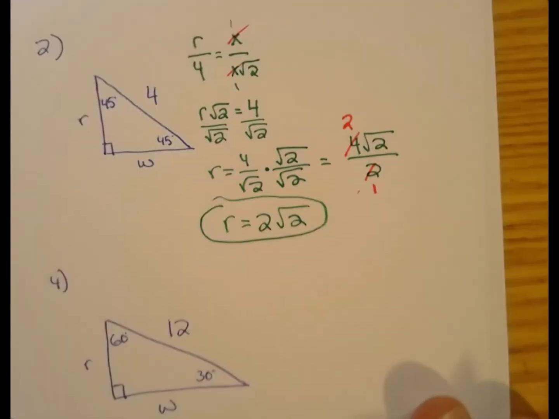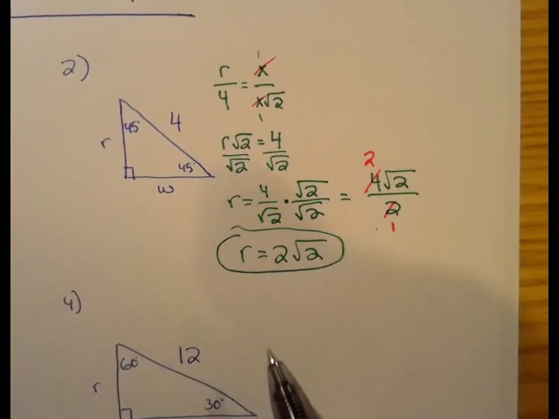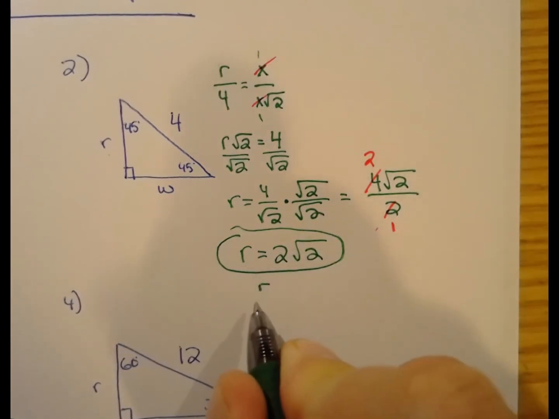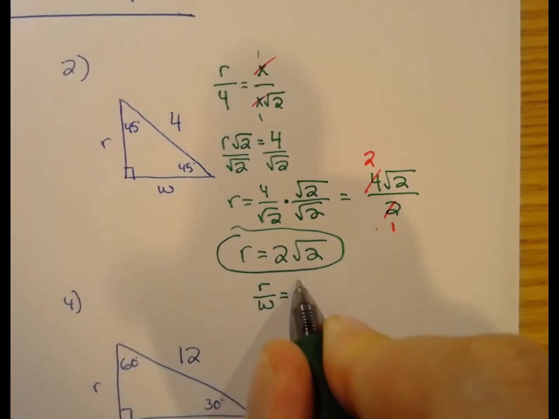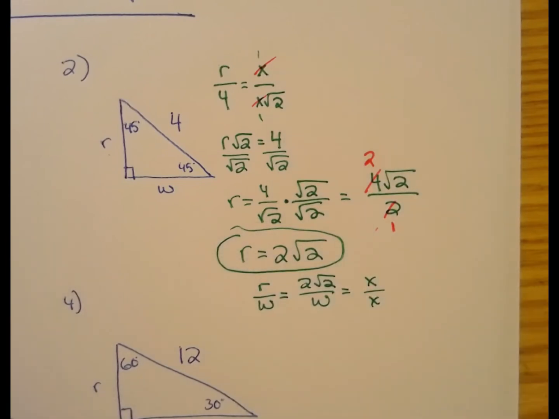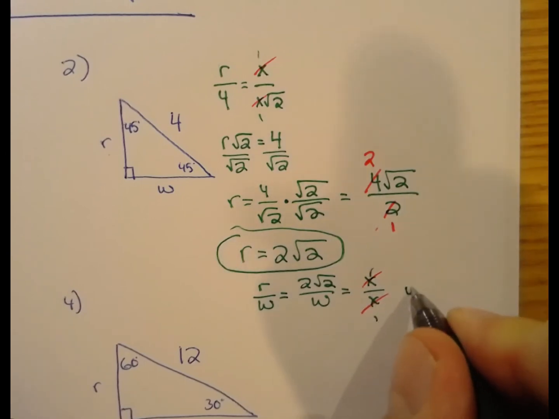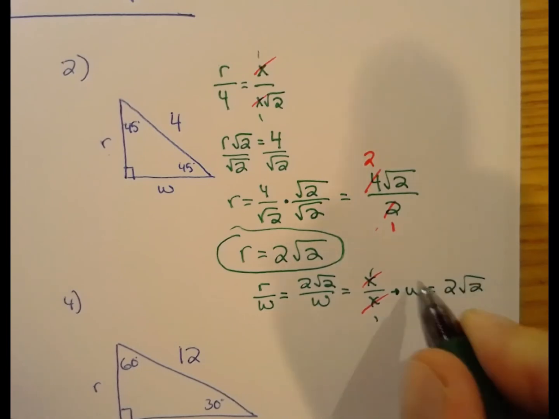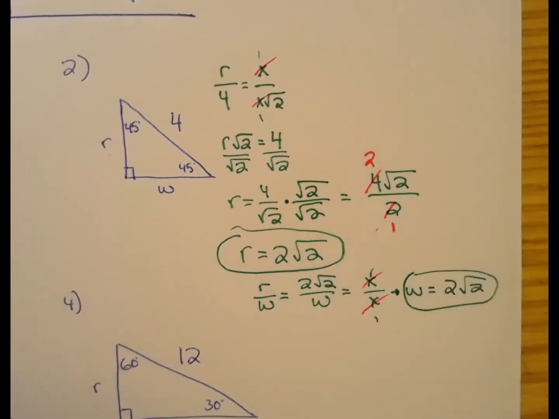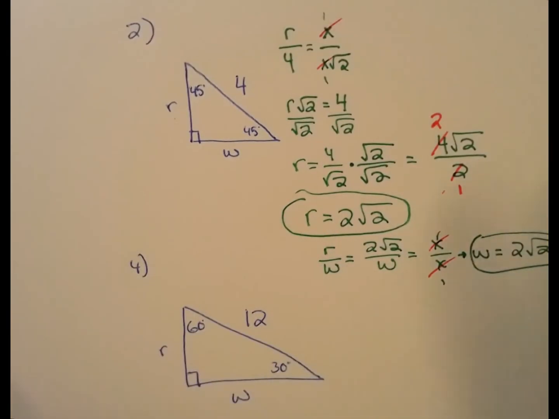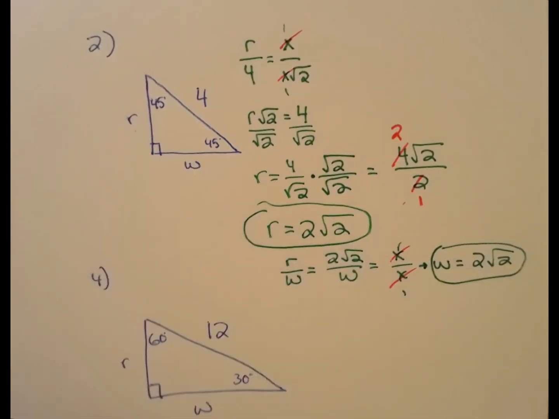Now, oops, move my camera there. Solving for w, w is actually the same side as r. So r over w, which is really 2 root 2 over w, is x over x from the theorem because they're the same side. So when I cross multiply here, I'm just going to get w equals 2 root 2. There are some shortcuts that you're going to see here. In a 45-45-90, two of the sides are the same. So once you know one of the legs, the other is the exact same.